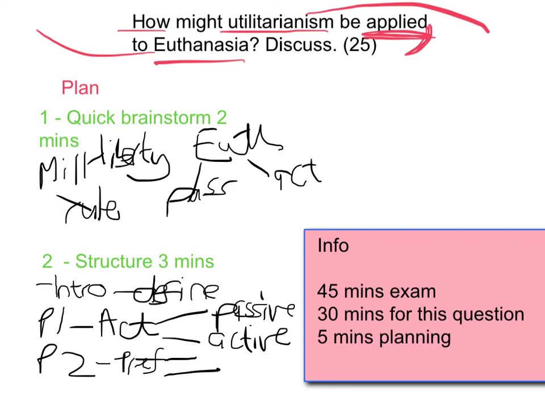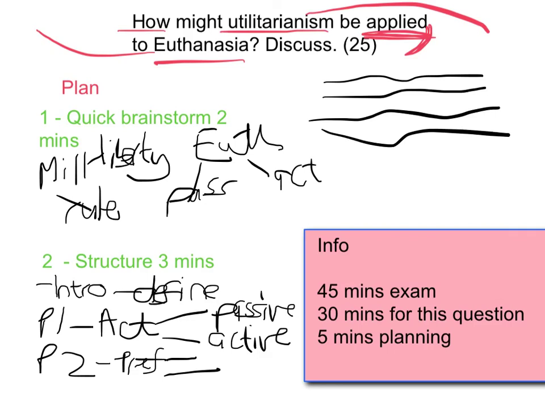And that will allow you to then write consistently for 25 minutes and continuously, because you've got an idea of what's coming next. And so that allows you then with confidence to go straight into 25 minutes of writing your answer, knowing that you're talking about act, preference, rule, Mill, Bentham, and all of the key things that you should be talking about.